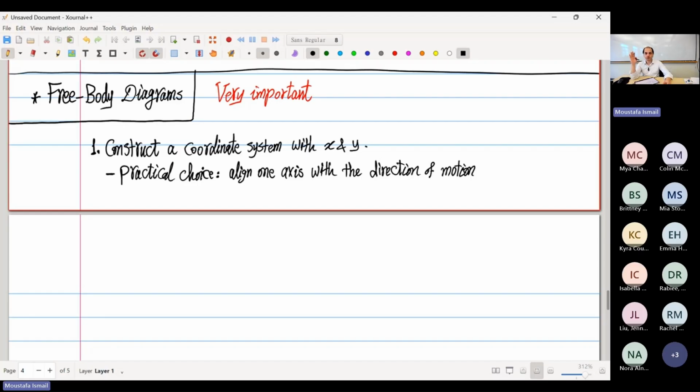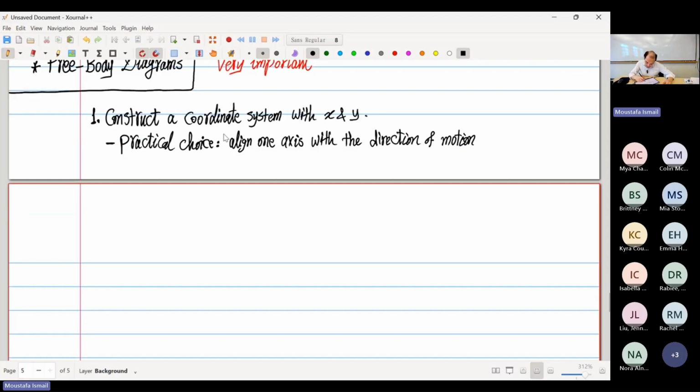But if you put your coordinates generically, then you have to deal with vector decomposition and all the angles and trigonometry and all that stuff, and it complicates the problem for no good reason. So it's smart to align one of the axes with the direction of motion. For example, if the motion is horizontal, let the x-axis be the horizontal and the y-axis be the vertical. If the motion is along an inclined plane, tilt your coordinate axis.